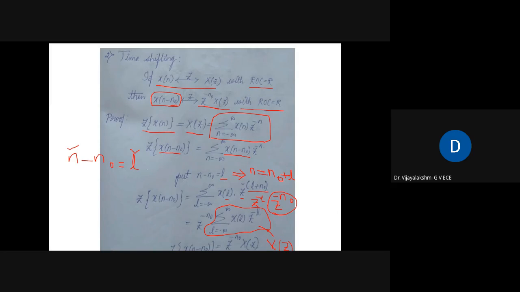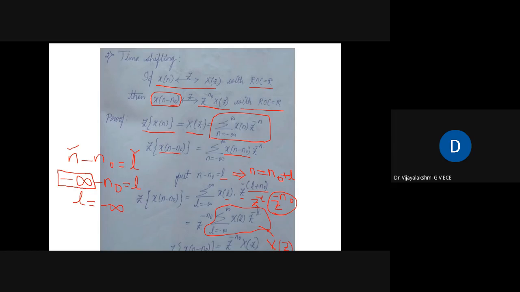Now let us find out what the limits are for the new index. Here n naught is just a small value by which the signal is getting shifted. So whenever n was minus infinity, I'll put minus infinity here. Minus infinity minus n naught: I'm adding minus n naught to minus infinity. Obviously, I'll get minus infinity itself, right? So I get L equal to minus infinity when n is minus infinity.